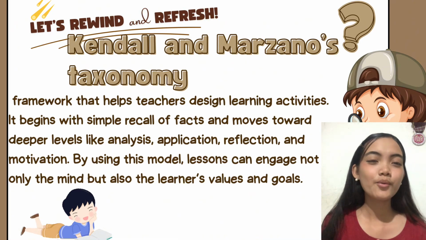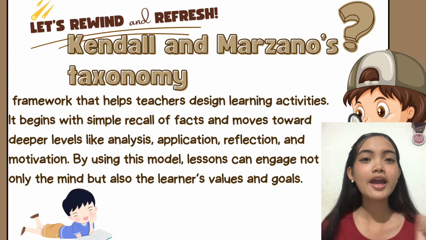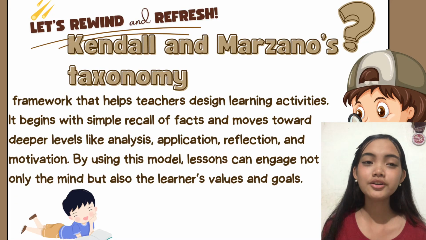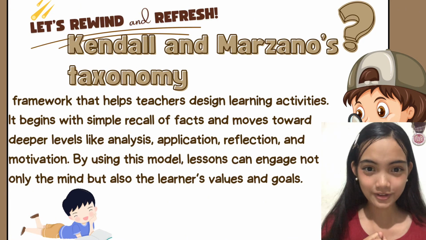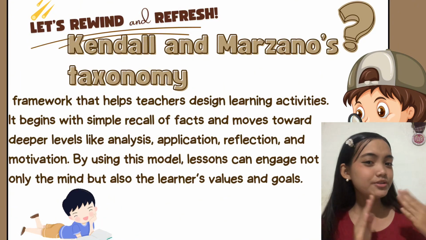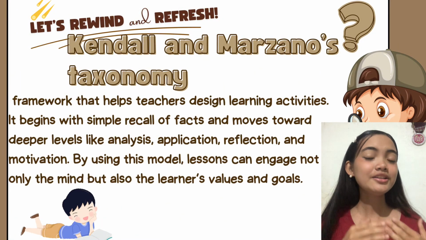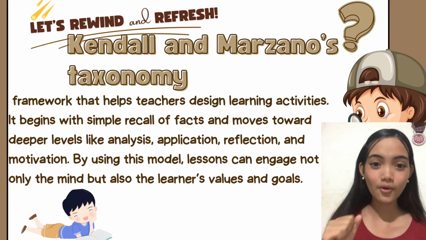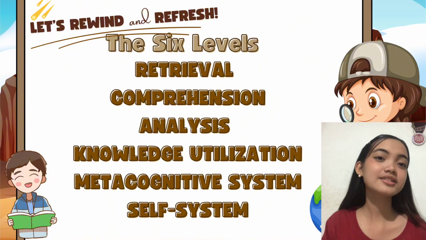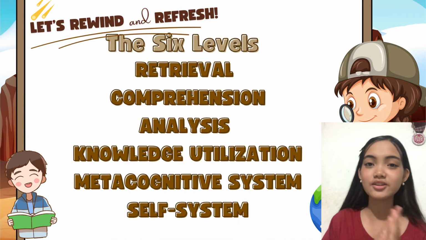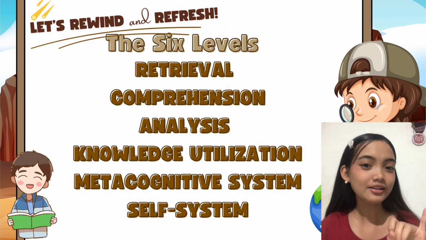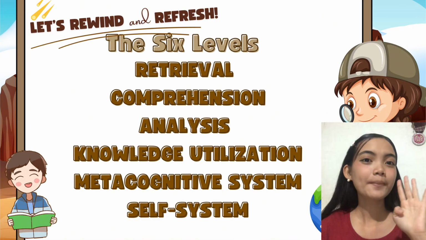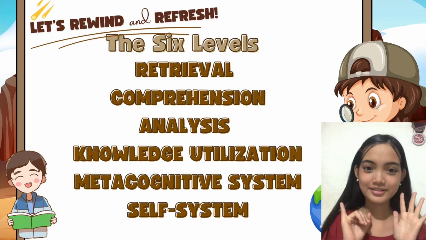It begins with simple recall of facts and moves toward deeper levels like analysis, application, reflection, and motivation. By using this model, lessons can engage not only the mind but also the learner's values and goals. There are 6 levels in Kendall and Marzano's taxonomy. These are retrieval, comprehension, analysis, knowledge utilization, metacognitive system, and self-system.